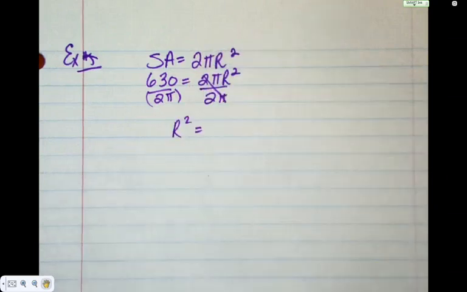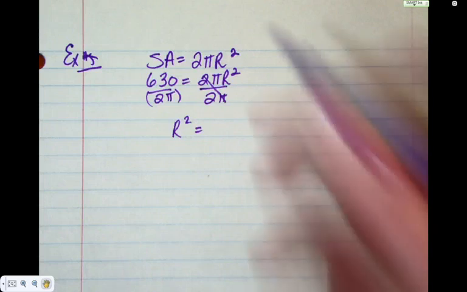Are we going to round now? When do we round? The very end of the question. So if we're not done yet, we don't round. We keep all those decimals. We just put dot, dot, dot.